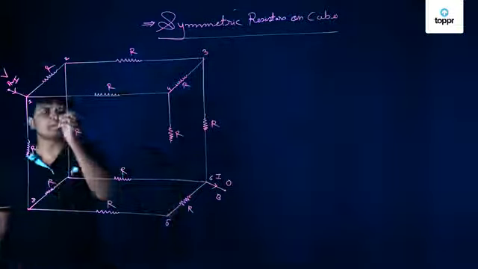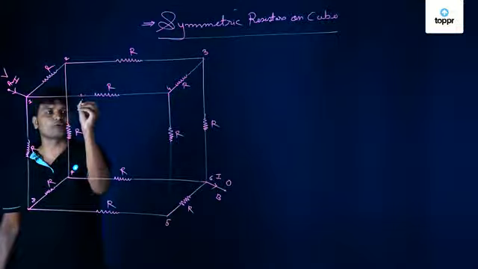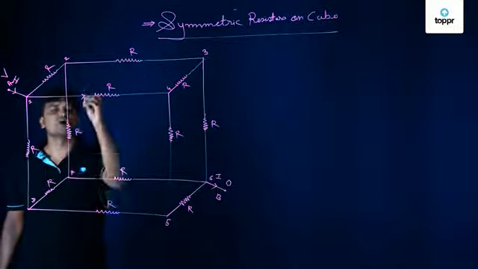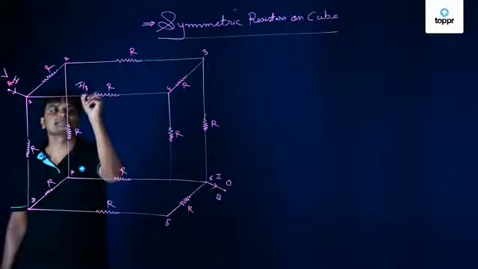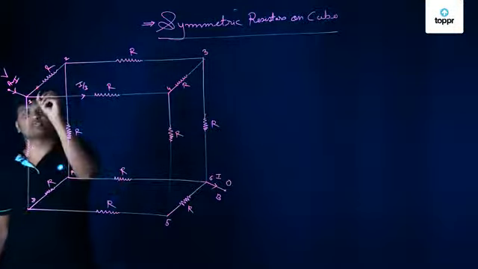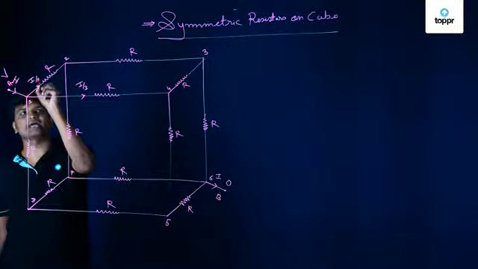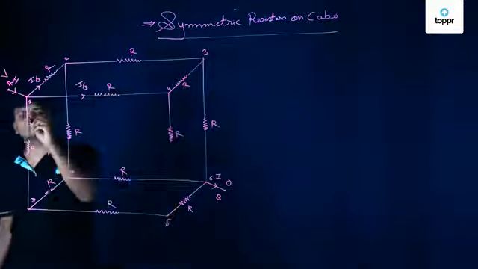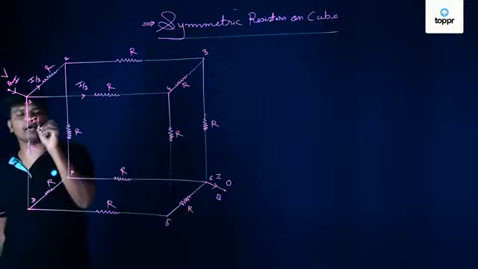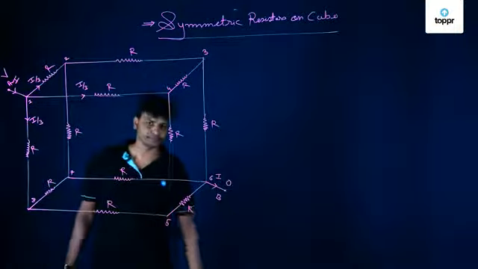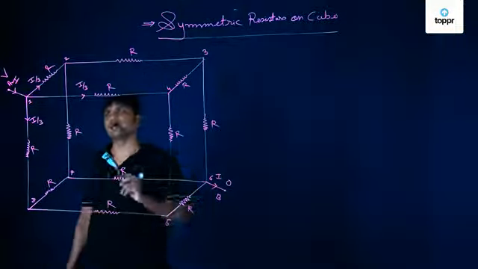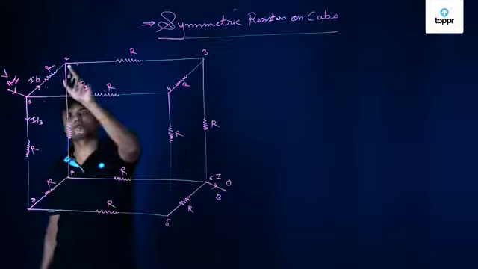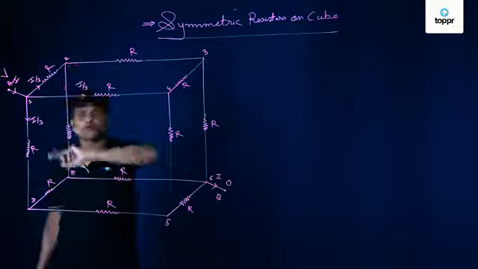So the current which will flow through this branch will be I by 3. And the current through this branch will again be I by 3. It has to be divided into 3 parts equally. So this branch also will be I by 3. Okay.